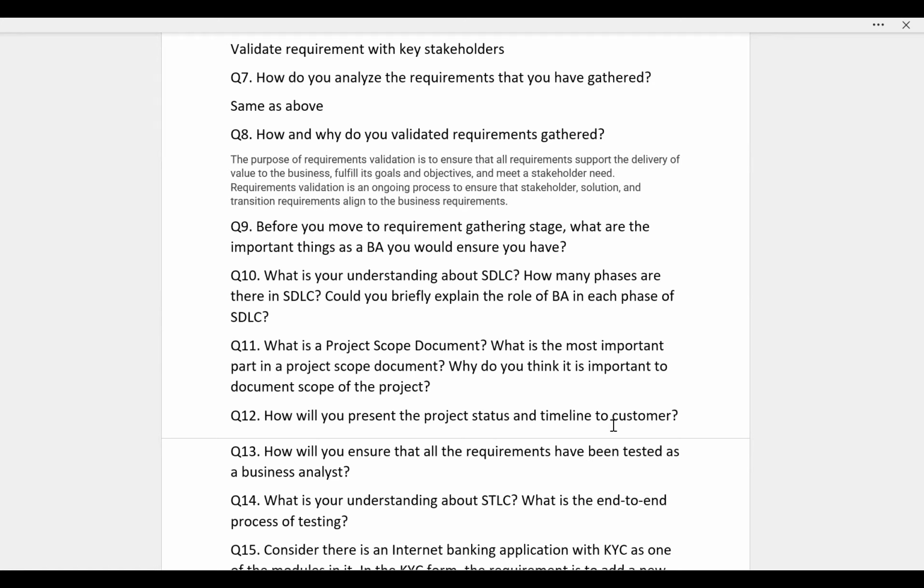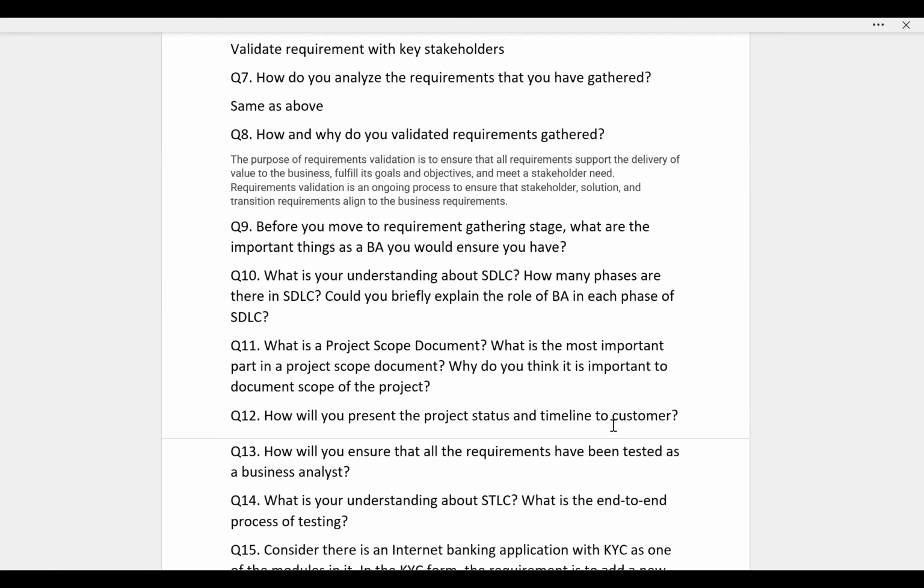As an interviewer, what I'm expecting over here is a Gantt chart. Have you heard about Gantt chart? I've heard about it, but I have not worked on it before. You can Google it. So you can say, I can present the project status and timeline to the customer in the form of a Gantt chart.